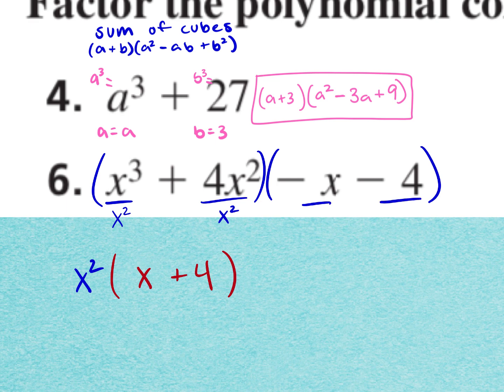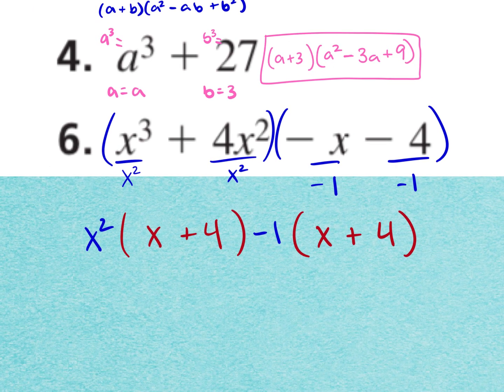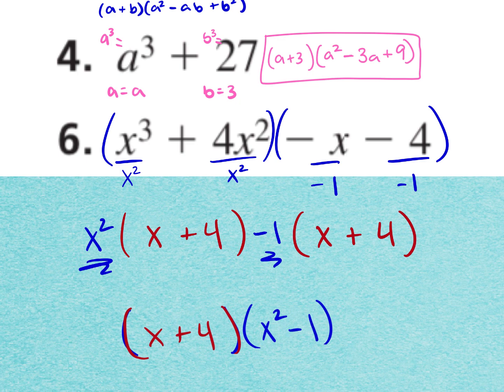What's the GCF in the second group? Negative 4. Oh, negative. Just kidding. What is my GCF? Negative 1. I was testing you, making sure you're paying attention. What goes into the parentheses if I take out a negative 1? So x plus 4. We just changed the signs of both of them. So what's going to go into my first group? X plus 4. And in the second group, I take what I put on the outside, so x squared minus 1.